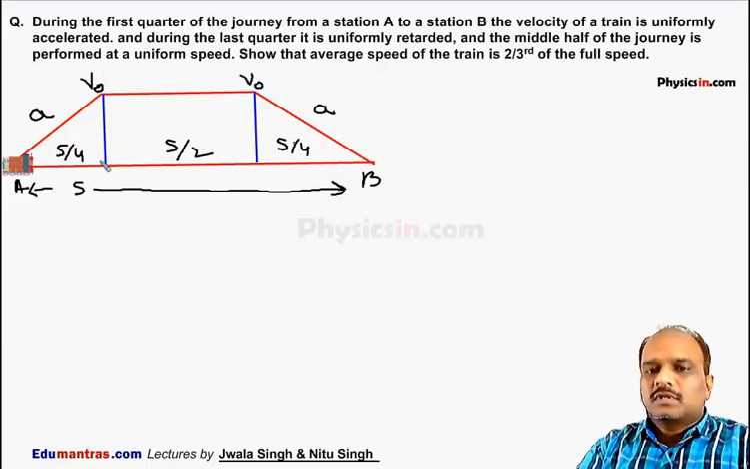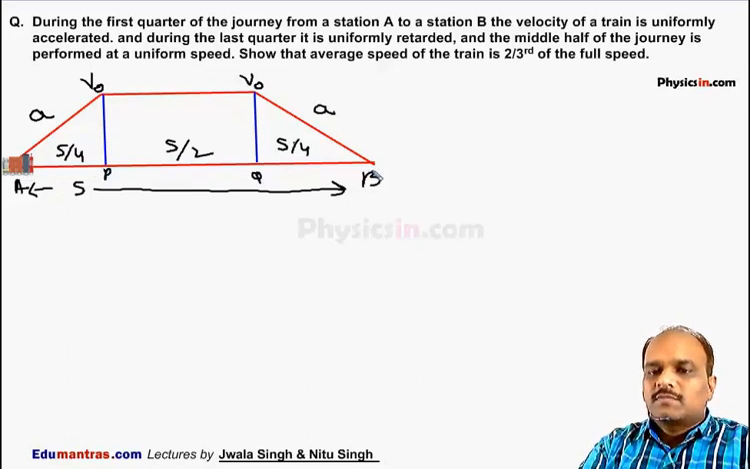Since it covers equal distances S by 4 and S by 4, this acceleration and retardation must be the same in magnitude. Now let this point be A, let this be P, let this be Q, and let this be B. From A to P, the acceleration is A, and let the times be T1, T2, T3.